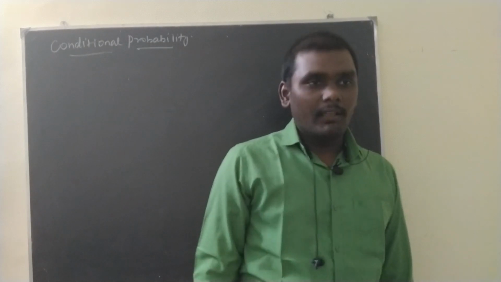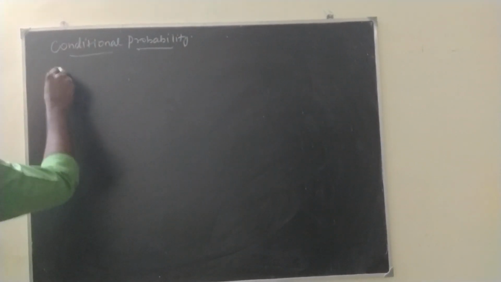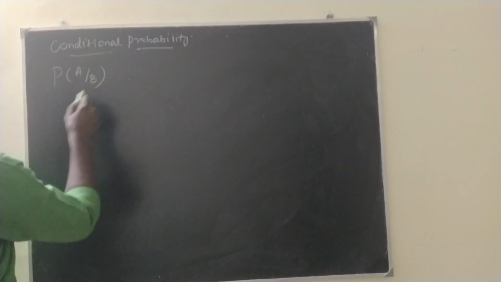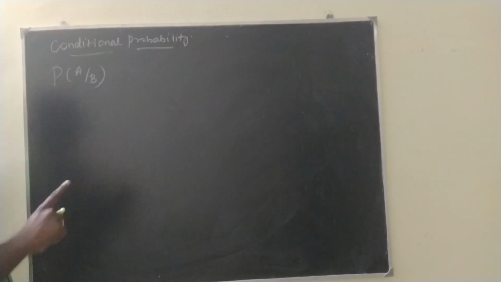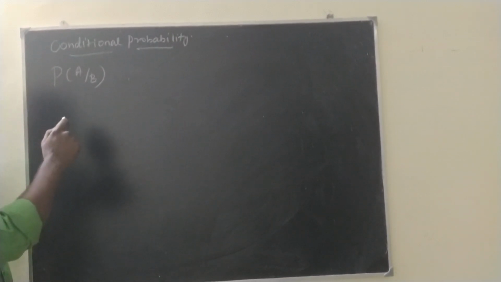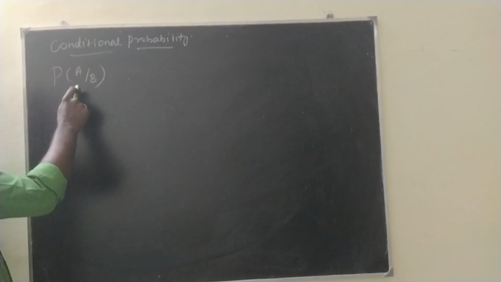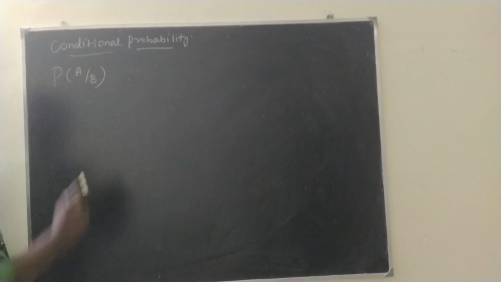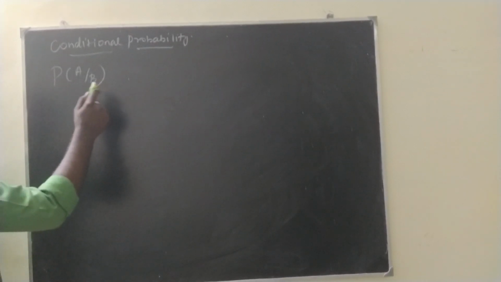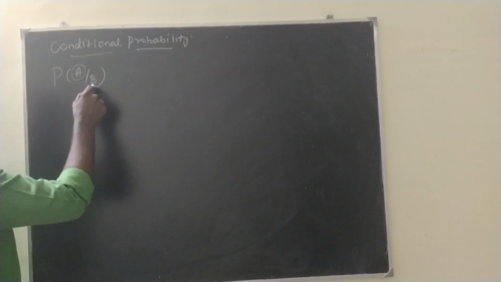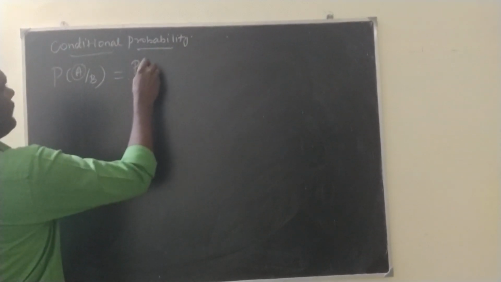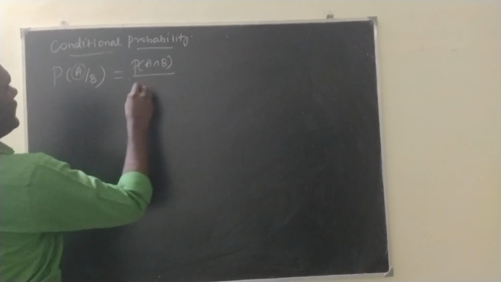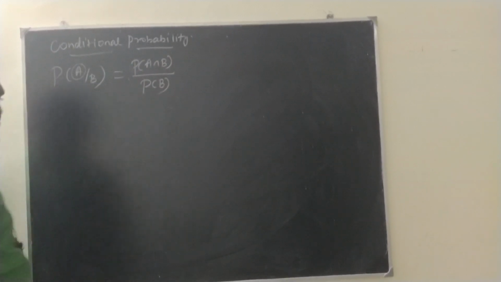Likewise, when I mention P of A given B, this should not be read as A by B. How should we read this? P of A given B means the happening of A after B. What comes in the denominator is what happened before, in the past. So the formula for that is P of A intersection B divided by P of B.